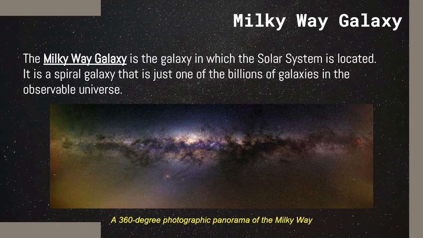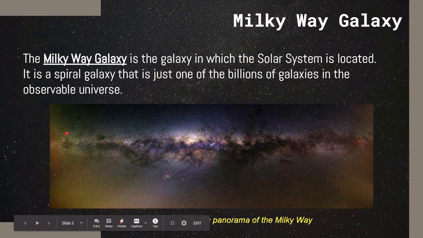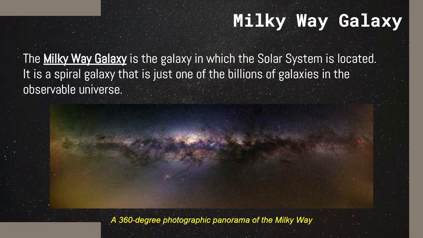It derived its name from what it was called by the early astronomers when they looked up into the sky and saw it as if milk had been spilled across the sky. So we can describe it as a spiral galaxy that's just one of the billions of galaxies in the observable universe. This image is a panoramic view of a computer generated approximation of how the Milky Way galaxy looks when seen from this angle.